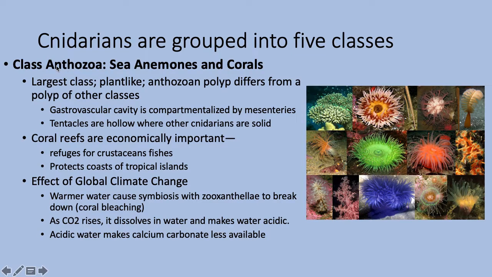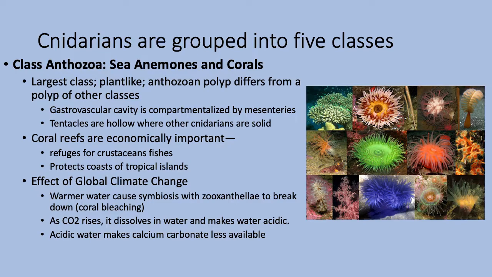Coral reefs fit underneath the class Anthozoa, and they're economically important. They serve as homes for crustaceans and fishes, lots of different organisms. Not only that, coral reefs protect coastlines. They reduce the damage of tropical storms, kind of take the brunt of it, so they protect the coasts of tropical islands.